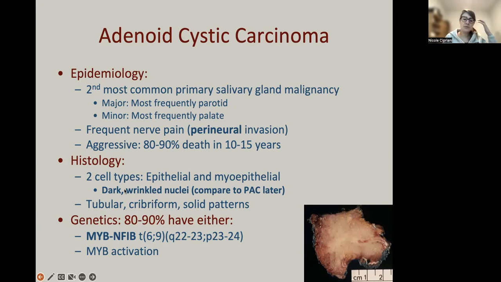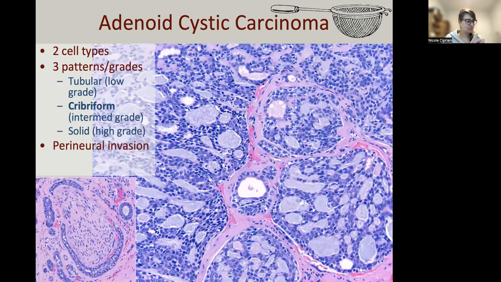They are defined by 2 cell types, which you'll see in a minute, and the genetics, which are MYB-NFIB gene rearrangement. Some of them have Notch mutations. It's thought that the Notch mutation may portend more aggressive behavior, and I think there are now some clinical trials for Notch inhibitors. So this is one area where molecular testing may be useful, not only diagnostically for adenoid cystic with the MYB, but also prognostically and therapeutically for the Notch1 mutations.